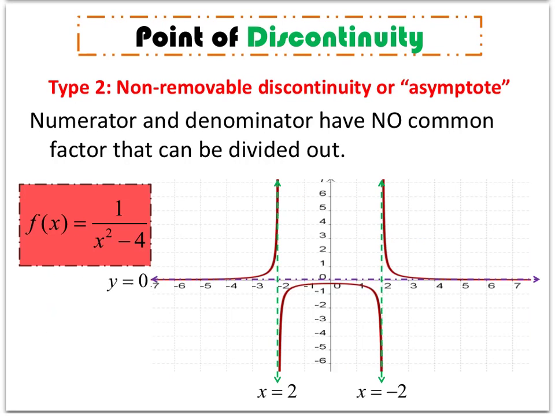Non-removable discontinuities, or asymptotes, are when the numerator and the denominator have no common factors. Therefore, the discontinuities cannot go away. Okay, they're going to have to stay there, so I have to deal with them in my function. So we represent that in our graph using asymptotes. Now remember, we have two different types of non-removable discontinuities.